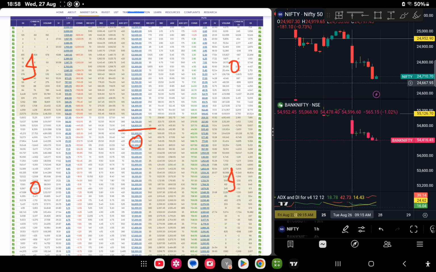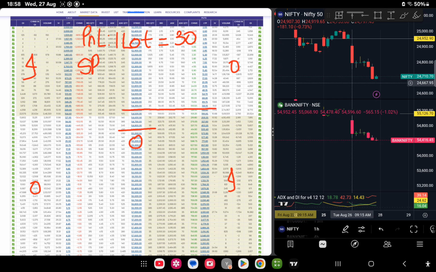Now let's do a simple P&L calculation. One lot for Bank Nifty is 30. Let me take a strike price, which is pretty convenient to study. I'll take an example of 54,300 PE writing.